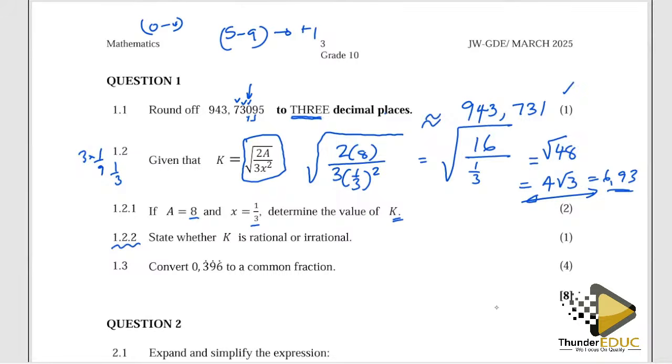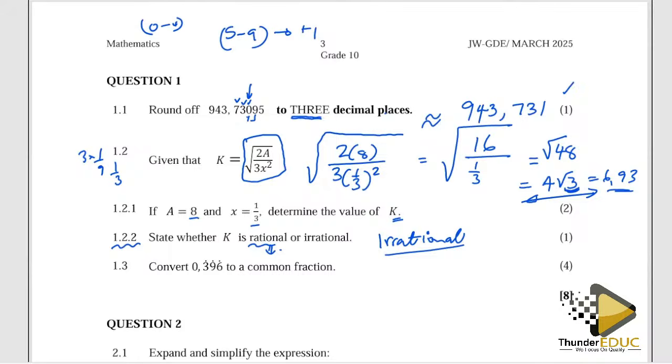1.2.2. They want us to state whether k is rational or irrational. Now, for a number to be rational, remember it can be expressed as a fraction. And the fact that we're seeing a root sign here, and whatever is under the root sign is a 3, we cannot find the square root of a 3. We're going to get more numbers after the comma. So in that case, our answer here is going to be irrational, because we cannot write this as a common fraction.